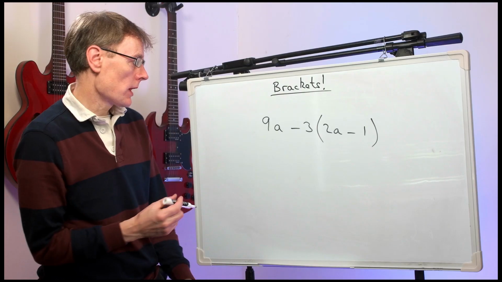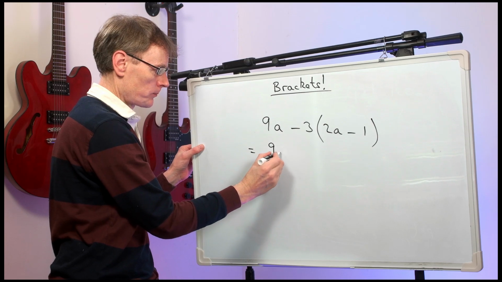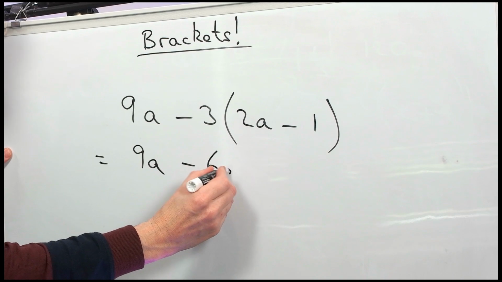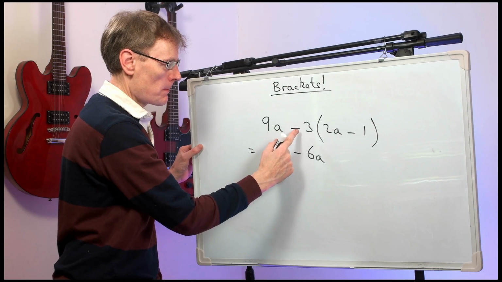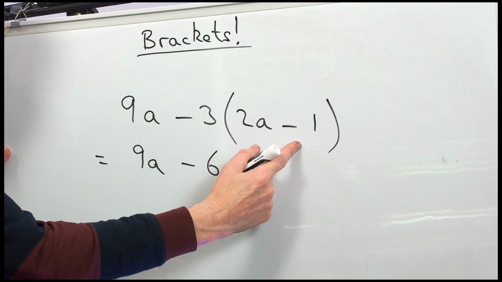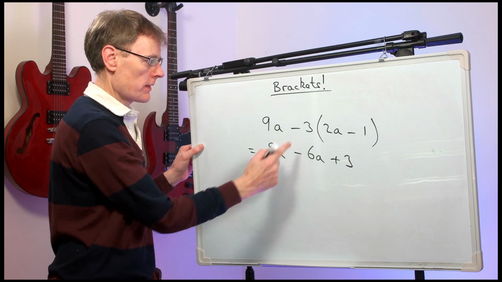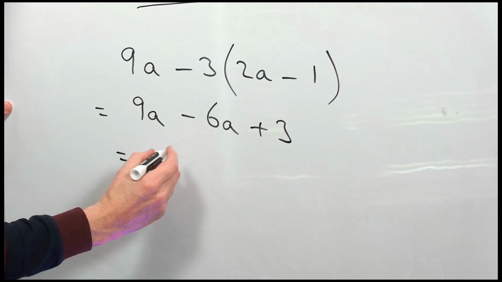Now, this one could catch you out too. Have a look. So we have 9a on its own. 9a minus 6a, that's minus 3 times 2a, and then minus 3 times minus 1 gives you plus 3. That's the tricky bit. Now, add that up.